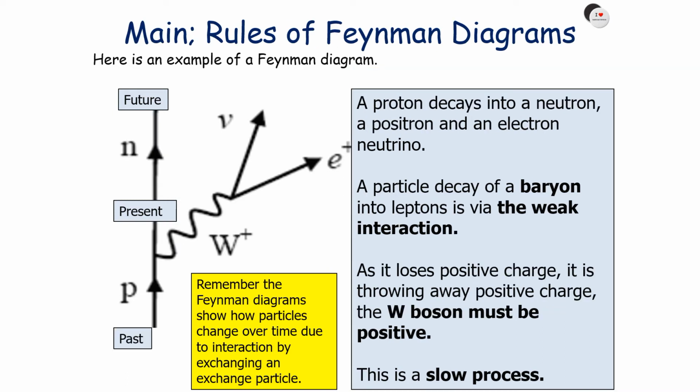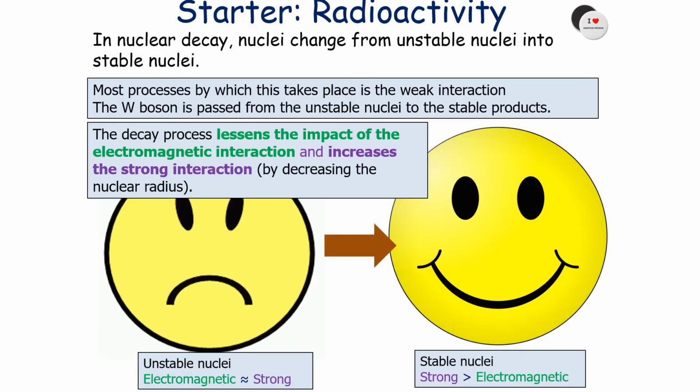Here the proton decays to the neutron, so a positron and an electron neutrino are produced. So you've got a decay and you've got leptons produced, so therefore it's a weak interaction. And as it's starting off as a positive and it's becoming a neutral particle, the proton to the neutron, it's losing its positivity, so it's throwing away its positive charge, so it must be the W plus boson. Now it's important to note that most processes that have nuclear decay occur via the weak interaction.